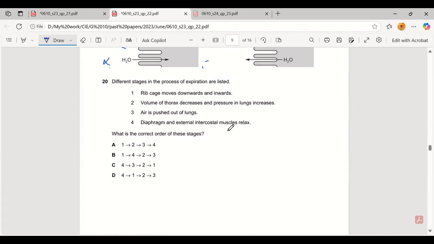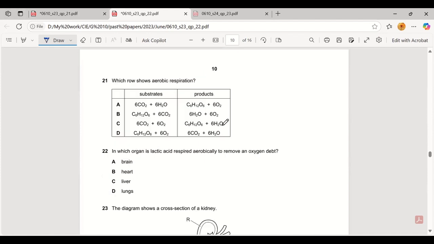Okay, Iman, what's the correct order? First 4, then 1. It's D. Okay. Of course the diaphragm has nothing to do with the ribs. It is the external intercostal muscles when they relax that affect expiration.